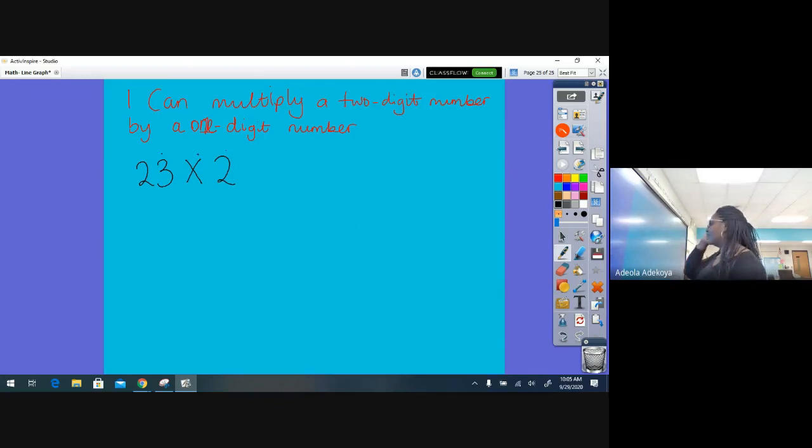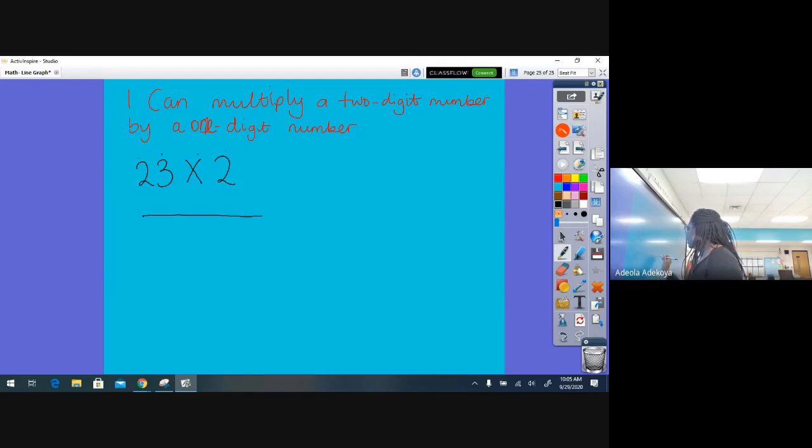Basically, if I'm going to multiply 23 by 2 using the box method of multiplication, I've got 2 digits here, and I have 1 digit here. The number of digits tells me the number of boxes that I'm going to need.